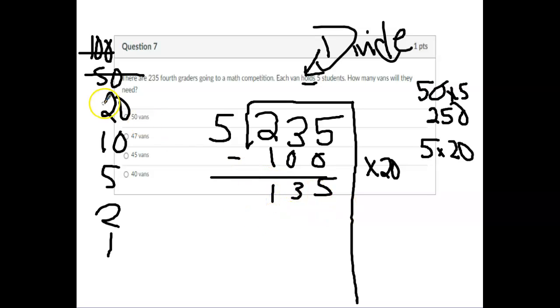And then I'm going to think, can I use times 20 again? I can use times 20 again. 5 times 20 is 100, and I'm at 135. So I can use 100 again. So let me use 100 again. Subtract, and I have 35.